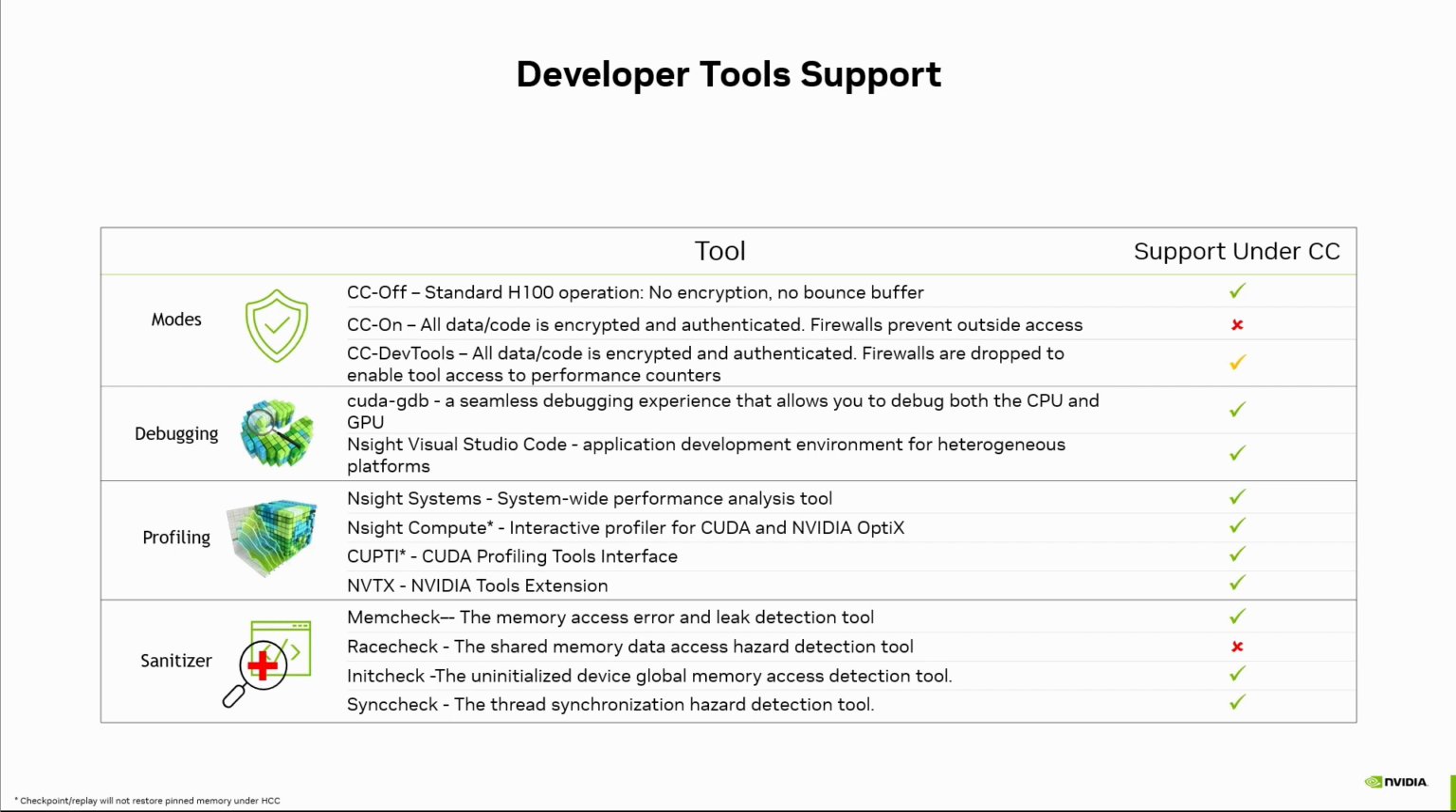We don't give anyone access to things where they might be able to derive some sort of information, like the performance counters. Without the performance counters, a lot of the debug and profiling features of the dev tools are choked out and unable to be used. So as such, we do have this third mode, CC dev tools, in which all the code is still encrypted and authenticated. However, we drop the firewalls such that the tools can access these counters and you can start to get the data you need back to identify things like bottlenecks in your design.